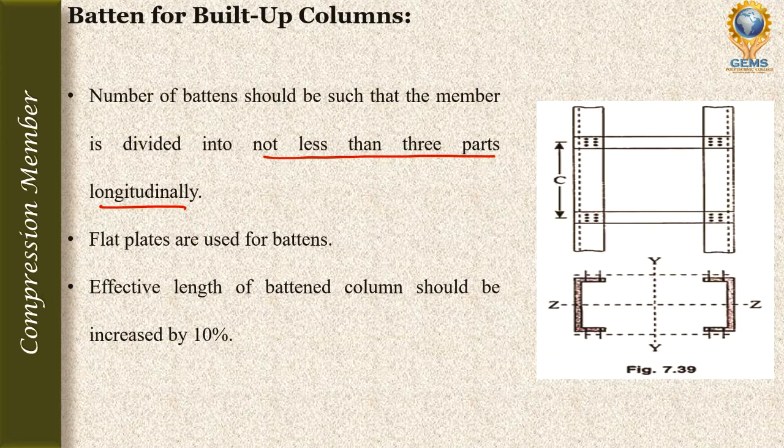For the battens, we will prefer flat plates. So flat plates are used as a batten system. Here the effective length of the batten column should be increased by 10%. In the lacing system it is increased by 5%, but in the batten system it is increased by 10%.